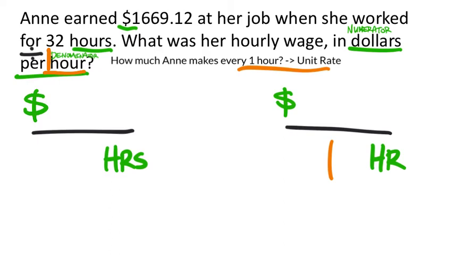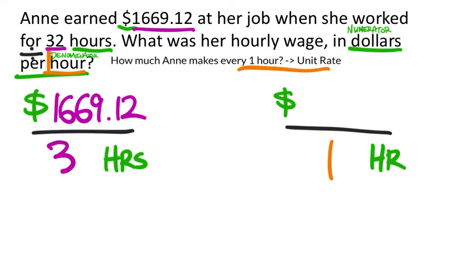But then what do we start with? Well, it tells us it's $1,669.12. So that's my numerator. How do I know that's my numerator? It's because it's the dollars, and I've already placed the labels in here, so I'm just filling in the numbers. Well, it was $1,669.12 for 32 hours, and we know the hours is the denominator, so there's my 32 right there, okay? So this sets up my rate, and I need to change this so that it's not 32 hours. I need to change it down into 1 hour by dividing it by 32. This will change that into 1 hour.